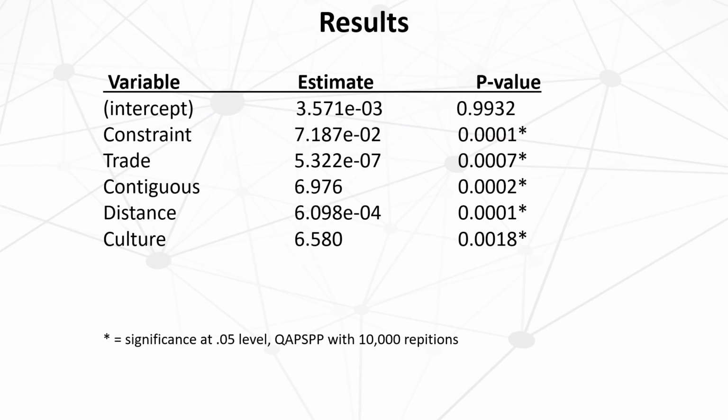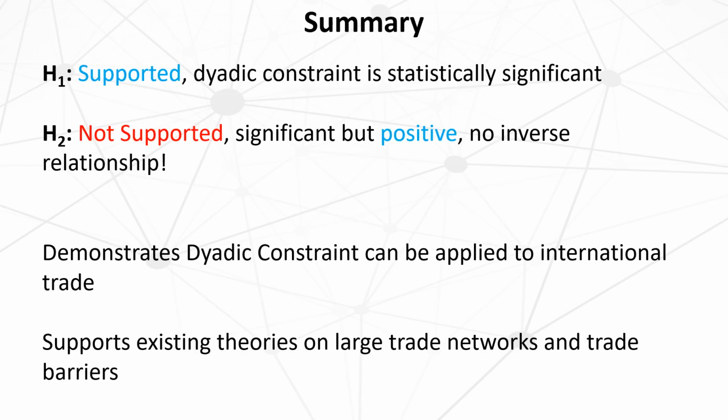My results do show significance for constraint, but not in the direction that I was hoping. So you can see here constraint is significant, as are my controls, but it is a positive value where I was looking for that negative relationship. So that provides support for my first hypothesis. We can view dyadic constraint as a way to predict tariff behavior. It is statistically significant. However, it does not support the relationship that I was expecting. It is, in fact, a positive relationship.